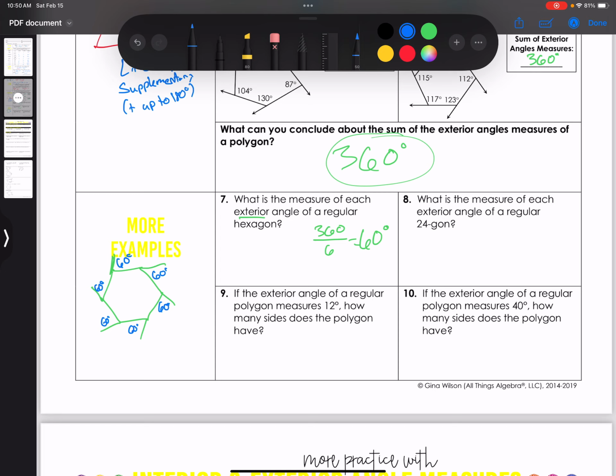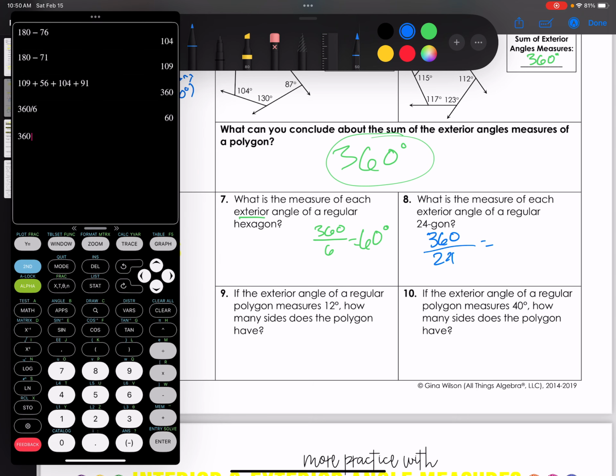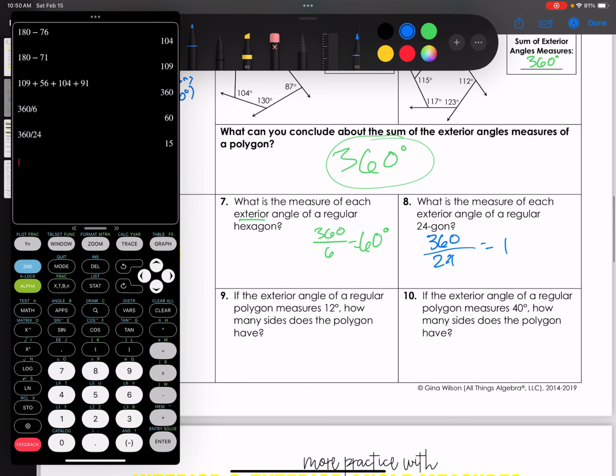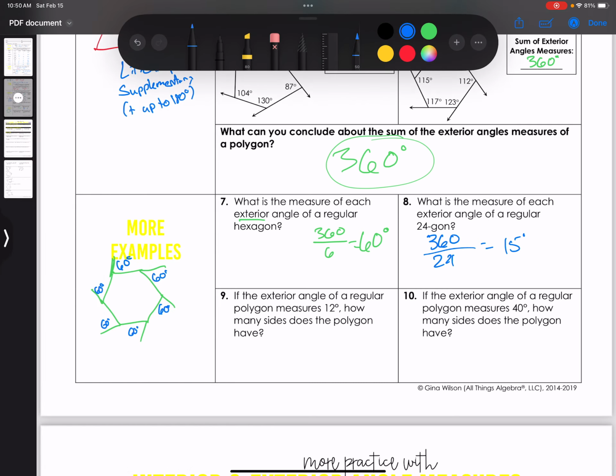Okay, so let's try the 24-gon. Same thing, 360 degrees total for the outside. There are 24 angles, 360 divided by 24, and we get 15 degrees for a regular 24-gon's exterior angle. So if you want a formula for that, it is just 360 divided by n gives us the exterior angle. But let's flip things around.